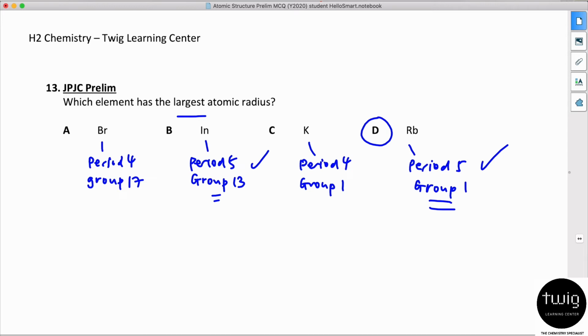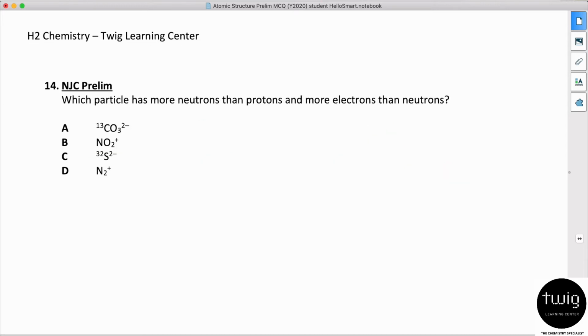Okay, let's look at the next question. Which particle has more neutrons than protons and more electrons than neutrons? If you look at the elements itself, firstly they say more neutrons than protons, more electrons than neutrons. Maybe we probably have to do it this way. I think you have to try to calculate for all of them.